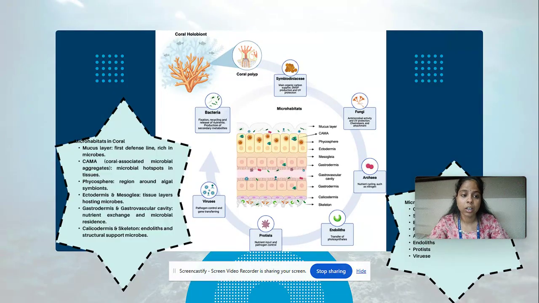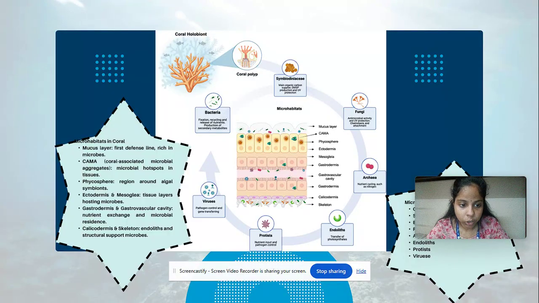So which are the microhabitats of corals? Coral microhabitats include the mucous layer. These are the first defense line, rich in microbes. Then comes CAMAs, the coral associated microbial aggregates. These are the microbial hotspots in the tissues. Then the phycosphere, ectodermis and mesoglea, gastrodermis and gastrovascular cavity. These are the places where microorganisms important for nutrient exchange and immune support are found.